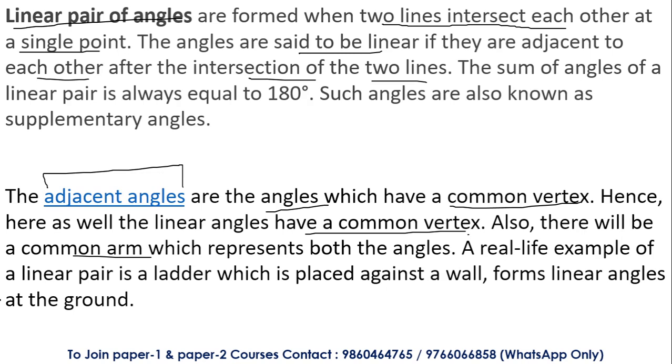A real example of a linear pair is the ladder, the ladder which we use to reach height. We know this. So this particular linear pair of adjacent angles, or we can say the adjacent angles example is a ladder, where the angles are formed. We are going to see which angles, and we'll discuss that again in detail. This was a little bit theoretical.